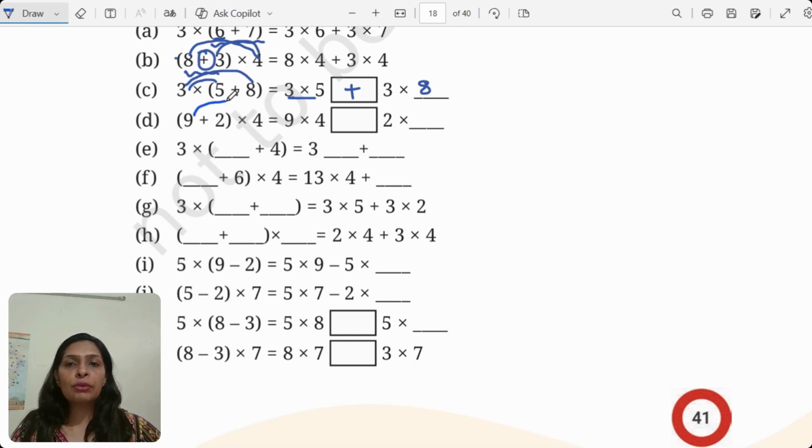So 9 is going to be multiplied by 4 first, and in between we have a plus sign. So plus here, then 2 is going to multiply it by 4. Now, here we have the blank space also, and here also two options are there. But obviously, if I have a plus sign here, what is sure shot that I have to do?